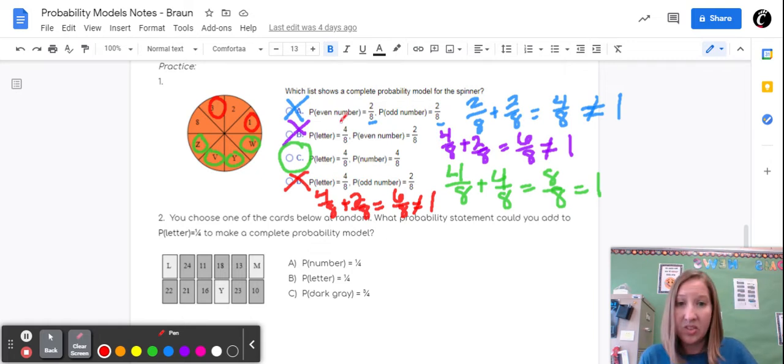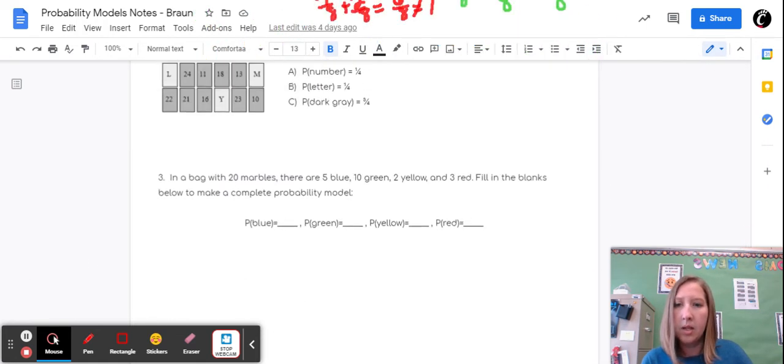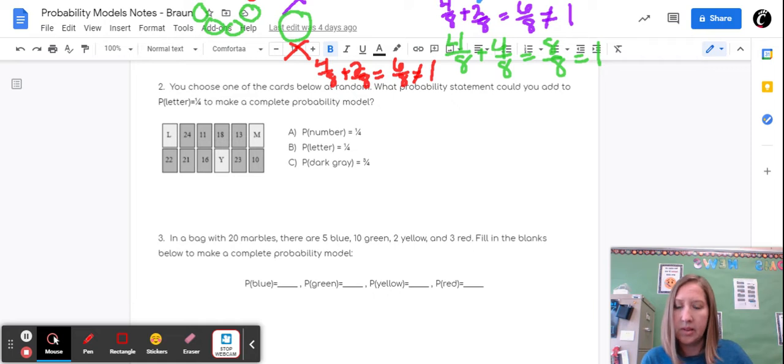Hopefully what you're seeing here is that when we are finding our probabilities, it will be a complete probability model if, when we add all of our probabilities together, it equals 1. So let's take a look at our next problem. We have number 2 here. We've got this example.